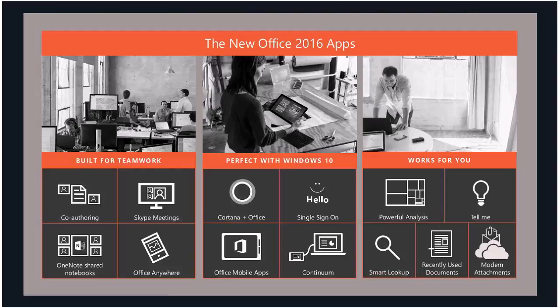So when we think about the new Office 2016 apps, there are three main pillars we're going to cover. First, built for teamwork: we're built for co-authoring, and built for sharing through the cloud. It is a cloud-first, mobile-first world, as Satya Nadella, the CEO of Microsoft, says. So we're building that shared collaboration through things like shared OneNote, Skype meetings, and Office Anywhere.